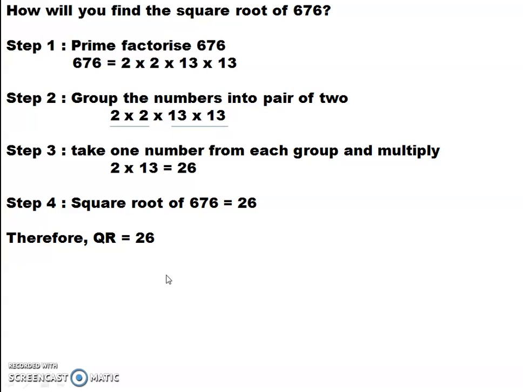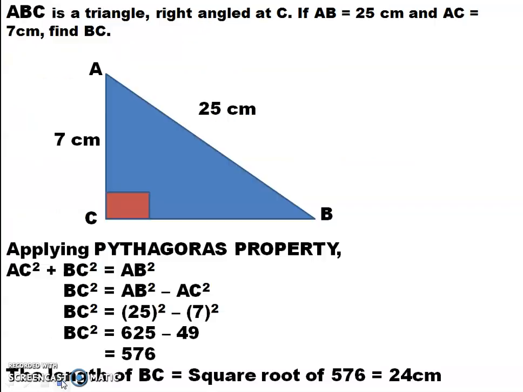So, the length of QR is equal to 26 centimeter. Next question. ABC is a triangle right angled at C. If AB equal to 25 centimeter and AC equal to 7 centimeter, find BC.